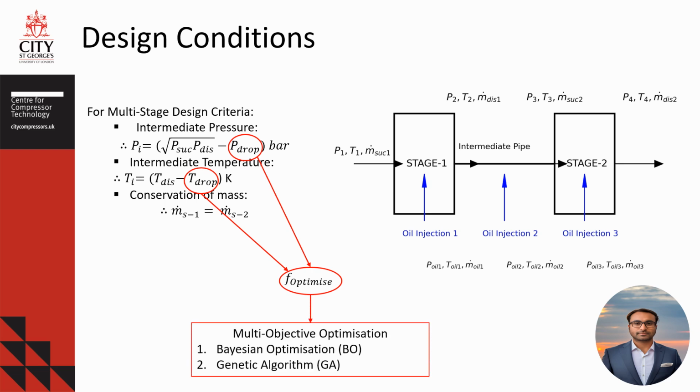Techniques such as Bayesian optimization and genetic algorithm can be employed for a multi-objective optimization where the performance parameters of screw compressors can be your objective functions.